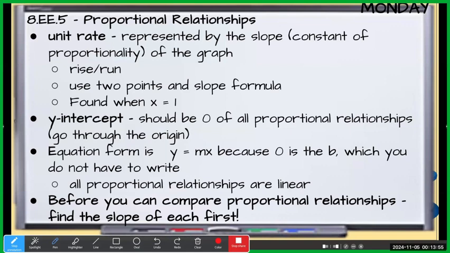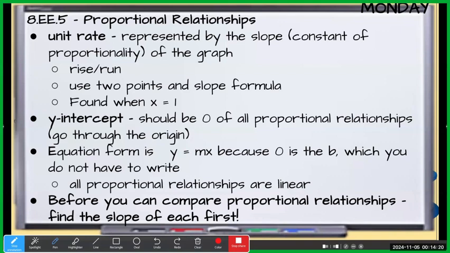Alright, proportional relationship, unit rate, talk to me. Anybody in here blind or something? Oh, unit rate is represented by the slope, the constant of proportionality of the graph, right? Alright, so unit rate, you should have known by now that it's the same thing as constant of proportionality.